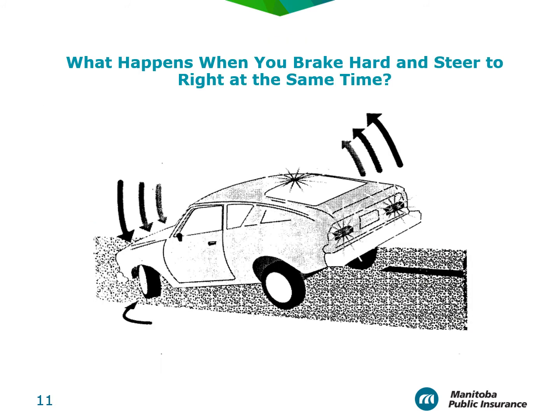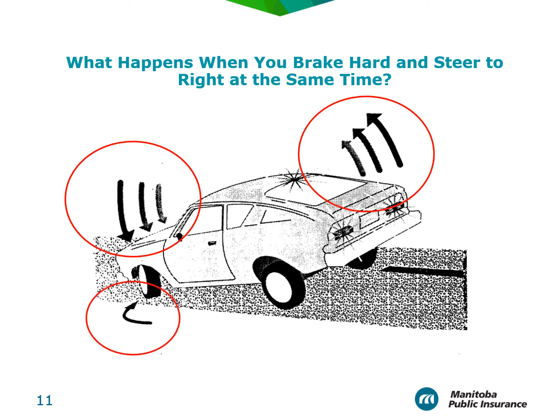So what happens when you brake hard and steer to the right at the same time? You probably figured it out pretty quickly. The vehicle pitches forward and the weight is transferred from the back to the front. The vehicle also rolls because the weight is transferred to the left wheels. Finally, if the action is too great, the vehicle will yaw and the rear end will cause a skid.